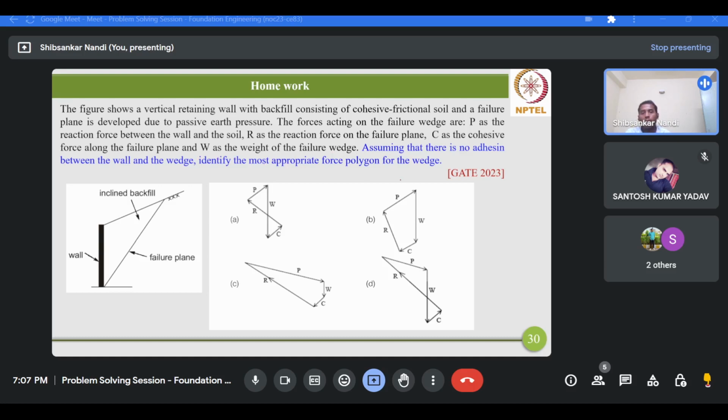Assuming that there is no adhesion between the wall and the wedge, identify the most appropriate force polygon for the wedge. Now as you know, to determine the earth pressure coefficient based on Coulomb's theory, you will have this kind of force polygon for the failing soil wedge. So this is the soil wedge which is failing in passive condition. Now in this problem we have to just figure out the correct force polygon. Okay, and that is very crucial before determining the earth pressure, here passive earth pressure. Now how can we determine?